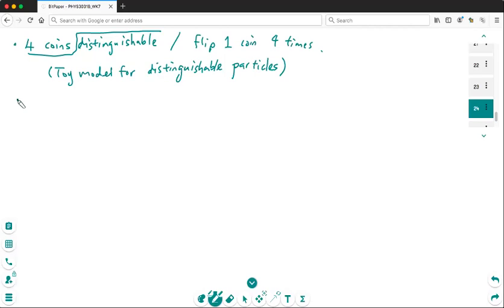What are the possible outcomes? For example, I'm going to flip one coin 4 times. The first time I maybe get a head. The second time I get head. Third time, fourth time. So this is one possible outcome. Or the first time I get the head, and now these coins are fair, so I can also get the tail, another tail, another tail. So this is another possible outcome. And this is called a microstate for this problem.